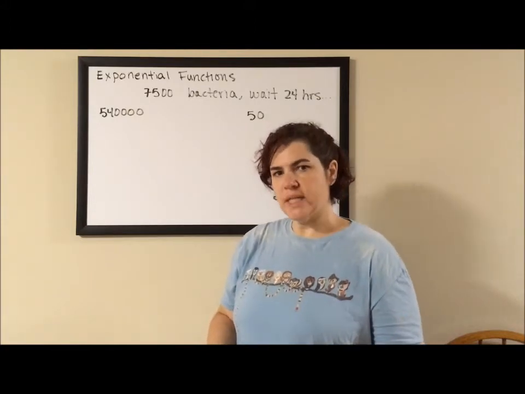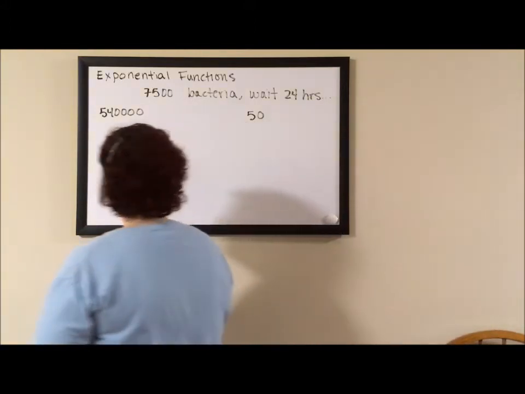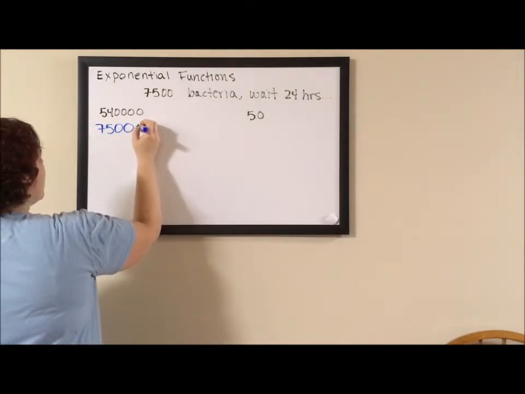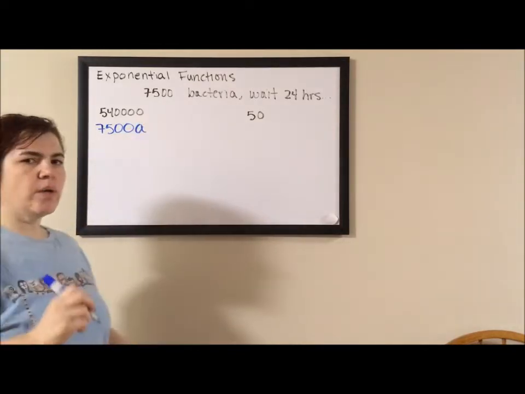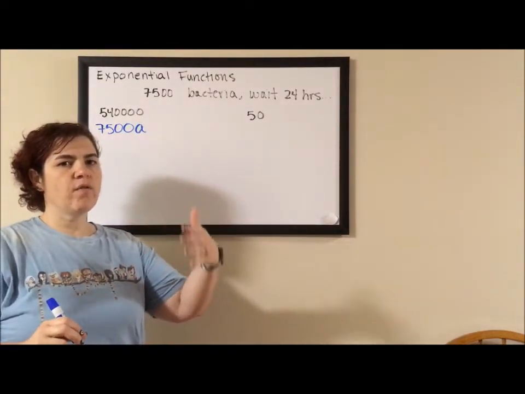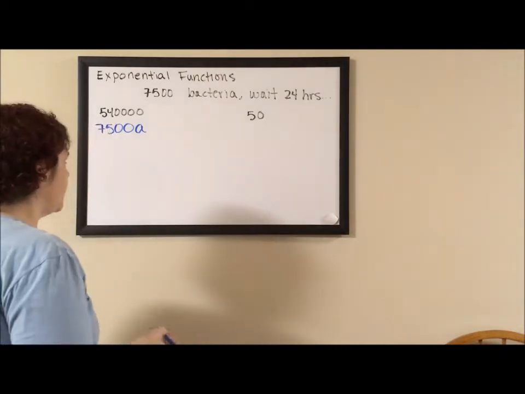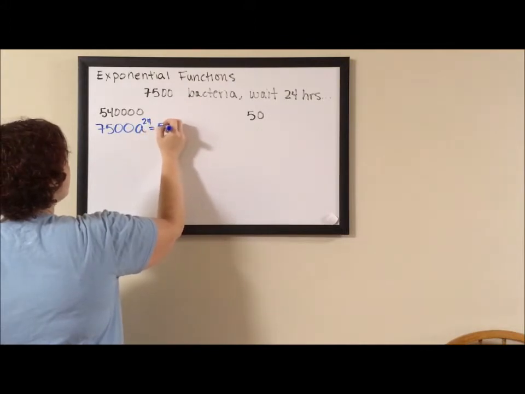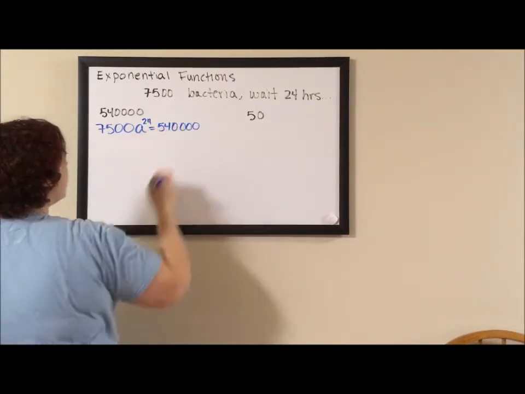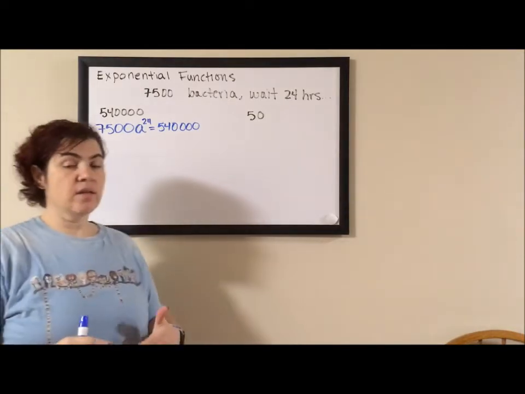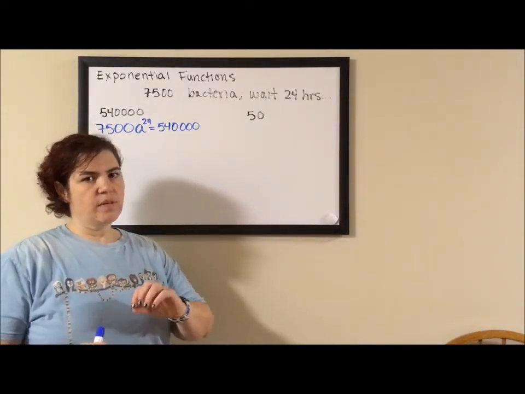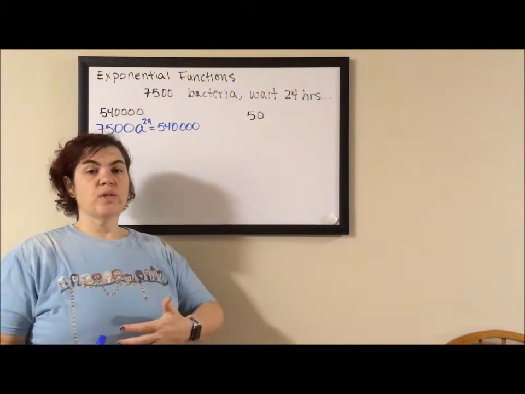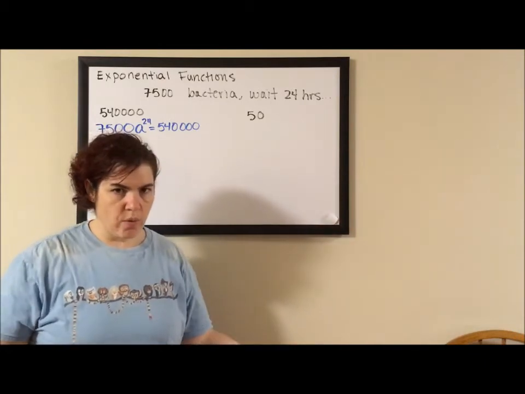for each student's bacteria. So the first student started with 7,500, and we want to multiply by A, but we want A to be an hourly rate. So we're going to multiply by A 24 times. To represent A 24 times, we'll use the exponent 24. And this is going to equal 540,000. Now, upon first looking at this, going from 7,500 to 540,000, you are going to expect a huge growth rate.